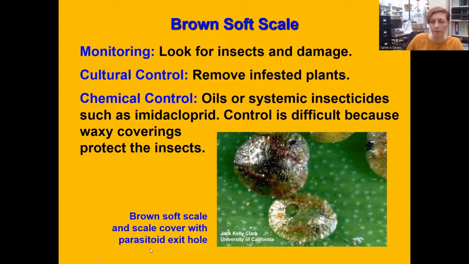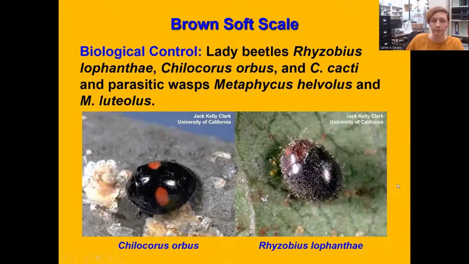For some of these species, we'll see that some biocontrol has been effective. This shows a scale that you can see a parasitoid exit hole here. So for the brown soft scale, there's a couple different beetle species that have been used for biocontrol, shown here. And then also, it looks like two Metaphycus species that have been used as parasitic wasps, if that's something that's possible to use.